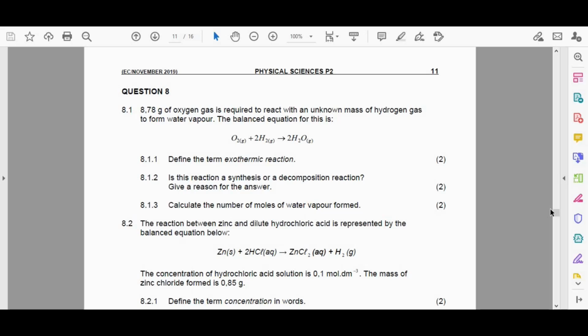8.1 says that 8.78 grams of oxygen gas is required to react with an unknown mass of hydrogen gas to form water vapor. And a balanced chemical equation is shown. There it says oxygen gas O2 (g) plus H2 gas gives us H2O, and we see the equation is balanced. We have a 2 in front of the hydrogen gas and a 2 in front of water. And the first question, 8.1.1, we know is a definition question.